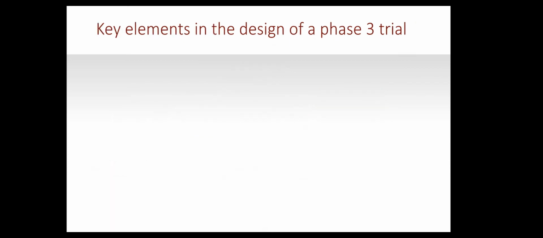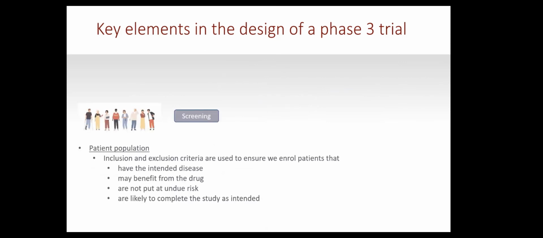So if we think now, what are the key elements to design a phase 3 trial? Well, first of all, the patient population. And we devise in our study protocol inclusion-exclusion criteria. And the purpose of this is to ensure that the patients we enroll have the disease which we intend to treat, they may benefit from the drug, and are not put at undue risk. And also, the patients are likely to complete the study as intended. And we assess these eligibility criteria, the inclusion-exclusion criteria, in what we call a screening process.